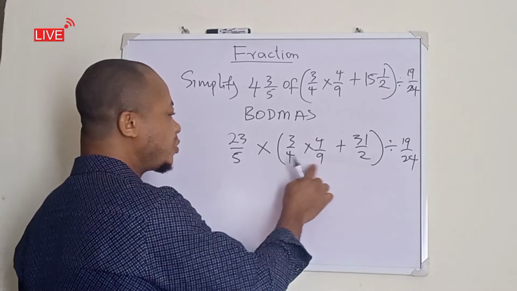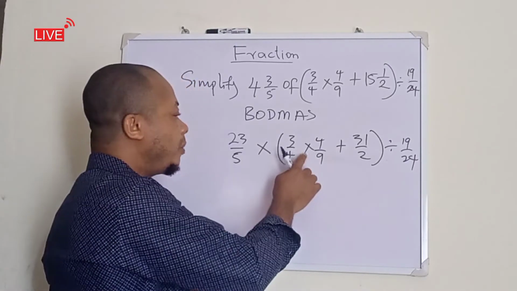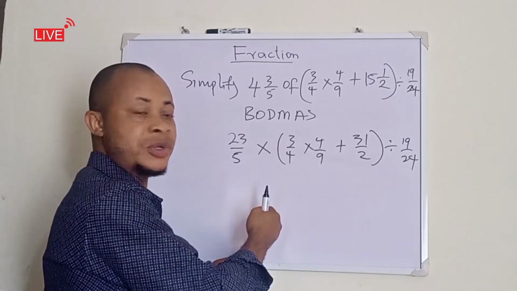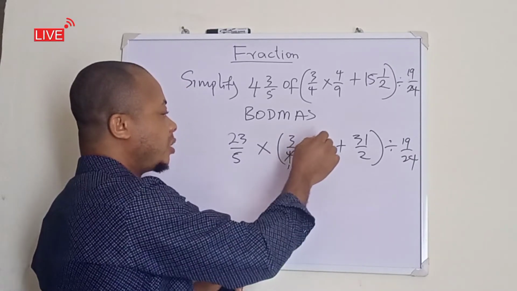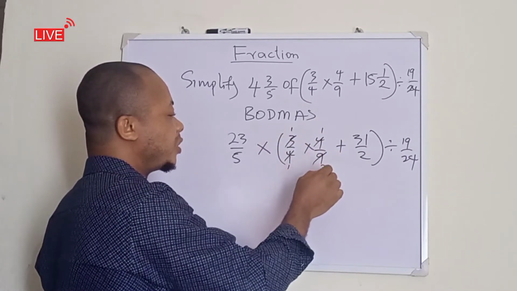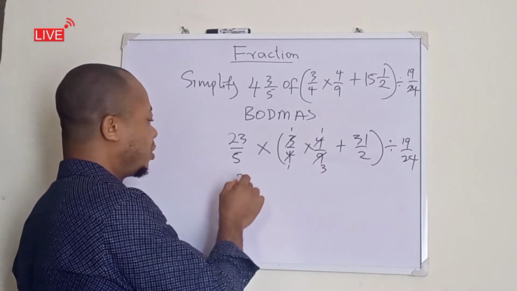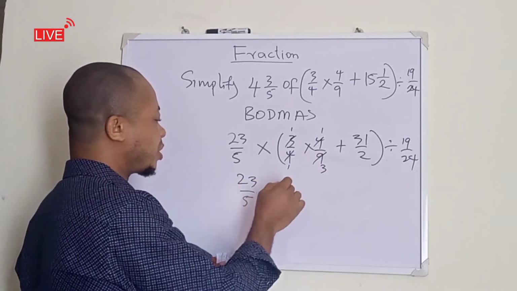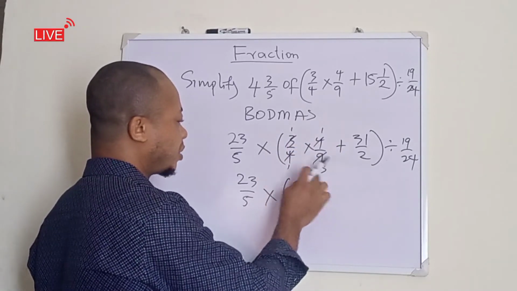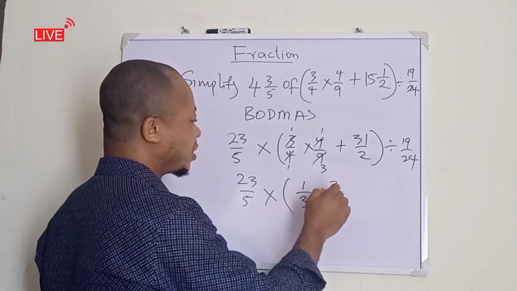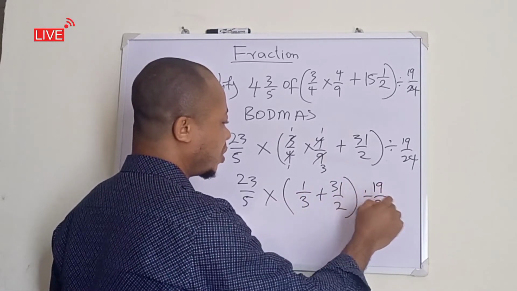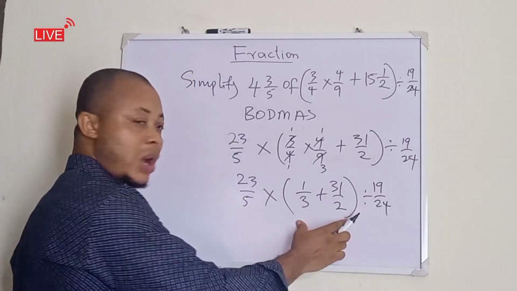Now, when two fractions are connected to each other by multiplication, remember you divide, look for things that can divide. I just explained it to you. 4 can divide 4 to give you 1. Divide 4 here to give you 1. 3 can divide 3 to give you 1. Divide 9 to give you 3. Okay? So we have 23 over 5 times, you still put your brackets, 1 times 1 is 1, all over 3 times 1 is 3, then plus 31 over 2 divided by 19 over 24. Alright, now finally we are going to open this bracket.